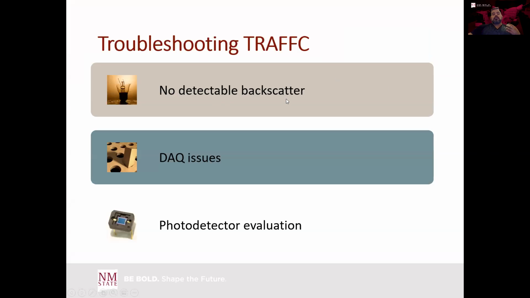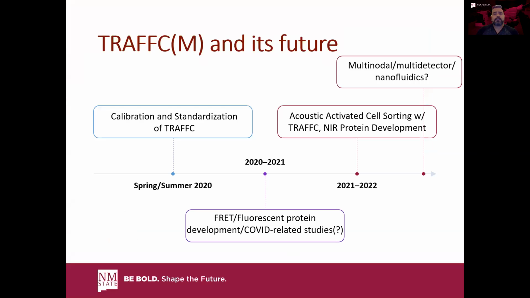We're still encountering some issues with the TRAFFC system, or that's what we've named it. There's still no detected roll backscatter. We are working on some other alignment issues that may be causing this. We're also still fixing some of the data acquisition system issues, and we're still evaluating maybe a photo avalanche diode for potential future use in this system as well.